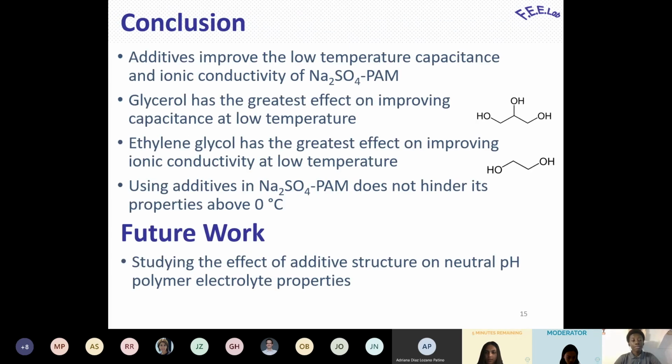So in conclusion, the additives indeed improve the low temperature capacitance and ionic conductivity of sodium sulfate polyacrylamide, where glycerol has the greatest effect on improving capacitance and ethylene glycol has the greatest effect on ionic conductivity. Additionally, the additives do not hinder the electrolyte's performance above 0 degrees. Now, future work should be done to understand the effect of additive structure on neutral pH polymer electrolyte performance.